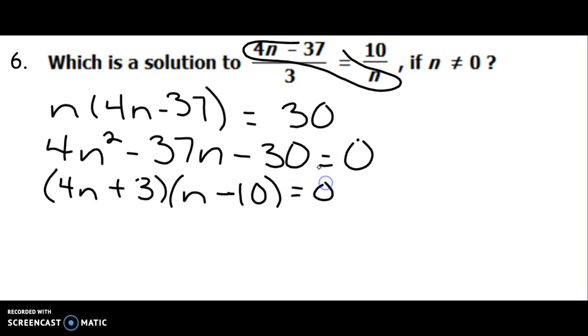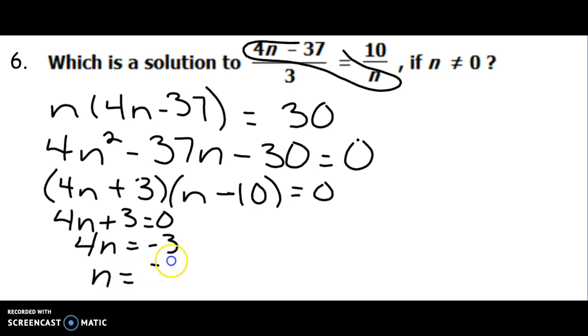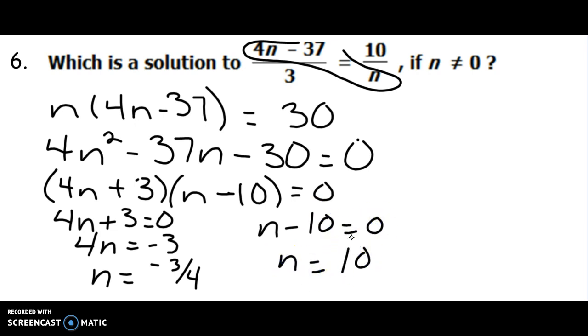So then I set each factor individually equal to 0. So this gives me 4n plus a negative 3. Divide by 4, so n is equal to negative 3/4. Here I have n minus 10 equals 0, so n is equal to 10.